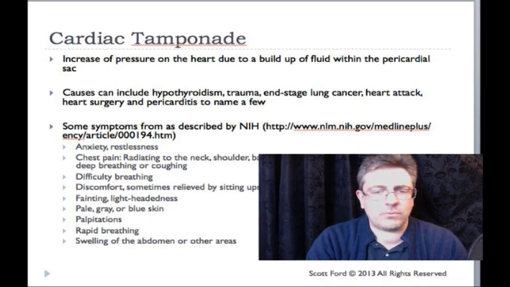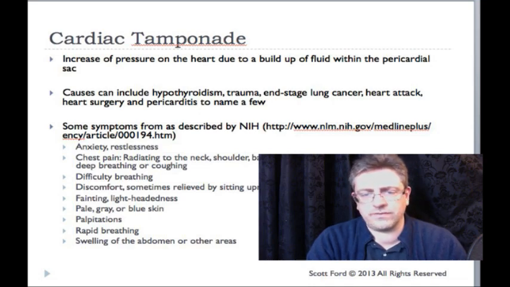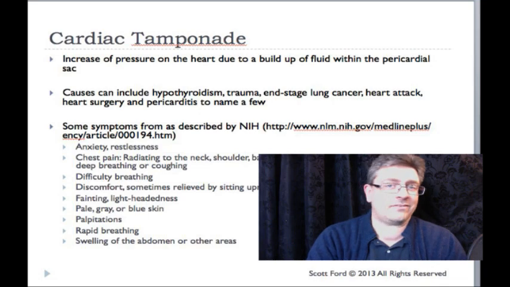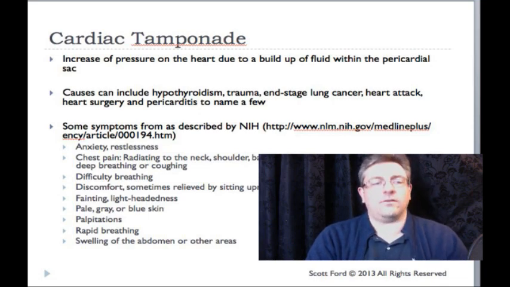Some of the symptoms, and I'm pulling this from the NIH, National Institutes of Health, can be anxiety or restlessness. You have this feeling that there's something wrong. You just have this floating anxiety, like, I don't feel good. Chest pain, radiating to the neck, shoulders, back, or abdomen, sharp, stabbing, worsened by deep breathing or coughing. Kind of makes sense. You breathe in deep, and you've got something pushing on you, it's going to hurt. Coughing, the same thing.